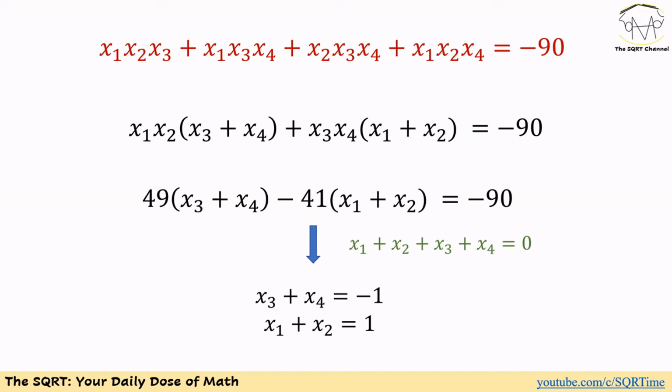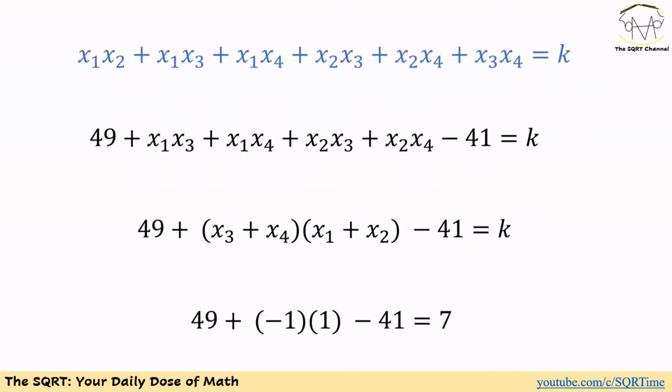Now remember, we had the sum of all roots is equal to 0. So x1 plus x2 is basically negative of x3 plus x4. If you solve these equations, we will end up with two things. The first one is x3 plus x4 is equal to negative 1, and then x1 plus x2 is equal to plus 1.